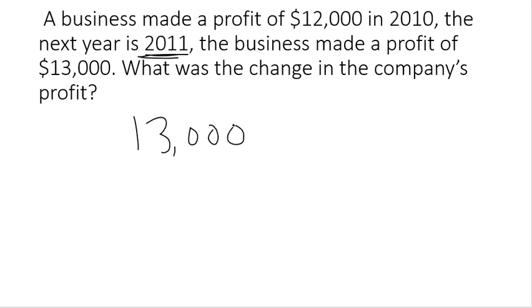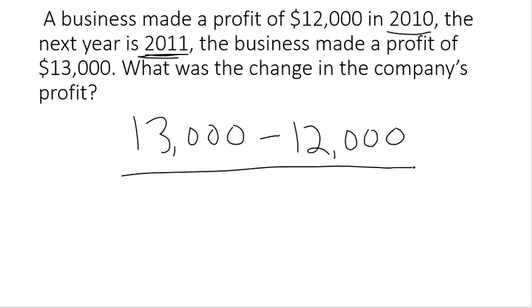Then in the first year that we're measuring, in 2010, the company made $12,000. So we're subtracting the first from the last. And then we can see that only a year has passed, but you can always double check your work. So our last year that happened was 2011. Our first year that happened was 2010.